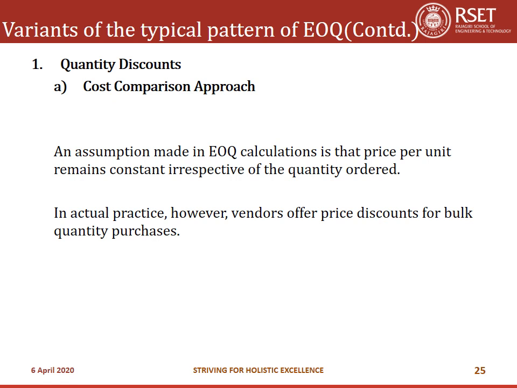So basically, in actual practice, since vendors offer discounts for bulk quantity purchases, you will calculate all your EOQ using a mathematical approach and your graphical method and everything, and you go to the shop and everything goes upside down because the vendor has suddenly decided to give you a huge discount if you procure a little bit extra. And that is a variation from the typical pattern of EOQ.